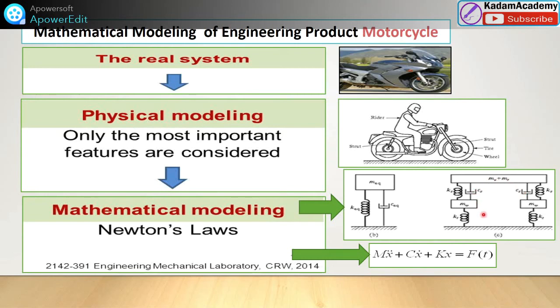After simplifying it, this diagram is there. The equivalent spring and equivalent dampers are calculated, and it is a very simple diagram that will represent this equation. You can easily solve this equation and get the solution, and we can find out the velocity, displacement, acceleration, and natural frequency of this mathematical model of the motorcycle.